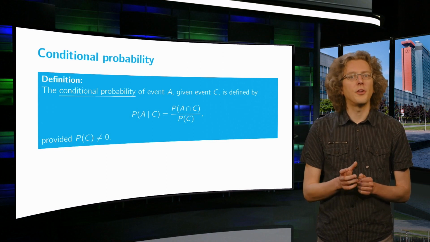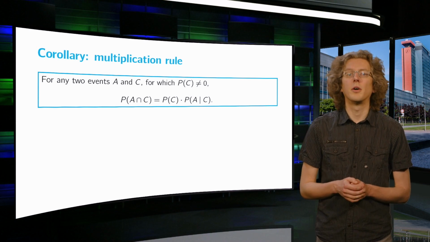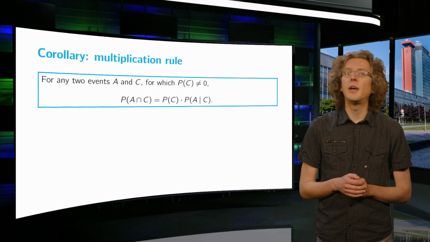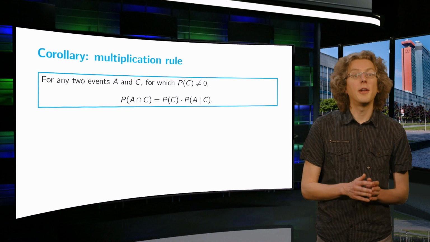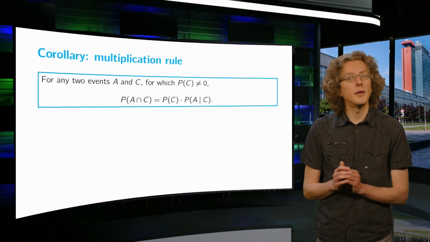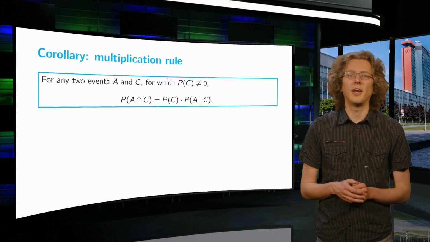By rewriting this formula, we find an expression for the intersection probability. The probability of A and C both happening is given by the probability that C happens, multiplied by the conditional probability that A happens given C. This is called the multiplication rule. You will use it in the exercises.